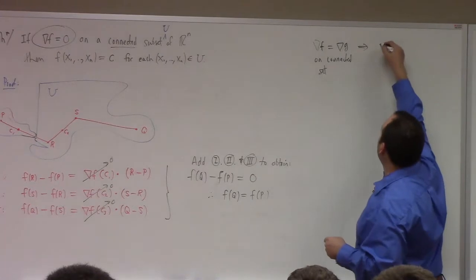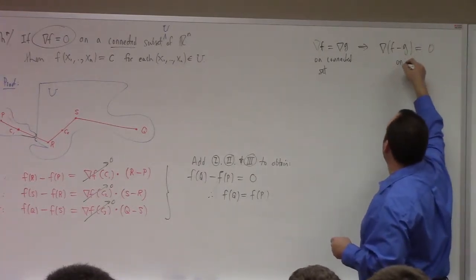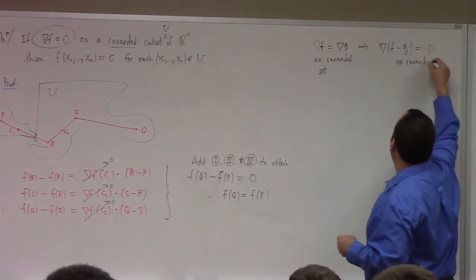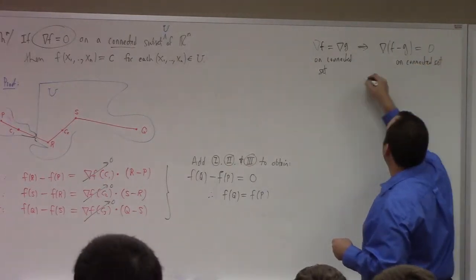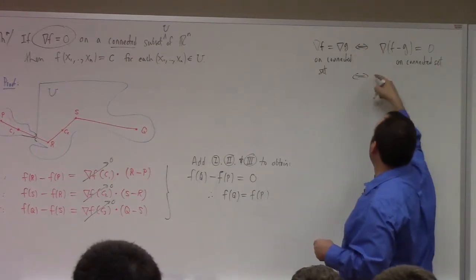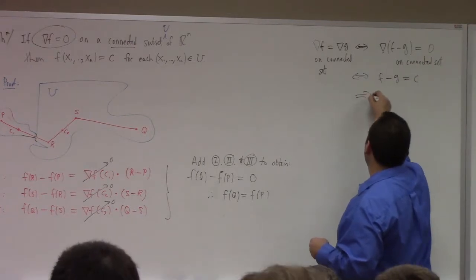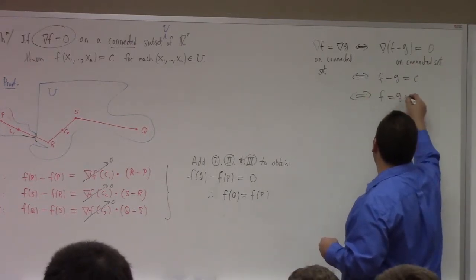That says that the gradient of f minus g is equal to 0 on a connected set, right? And the reverse, that's also true. But what's this say then? This says that f minus g is equal to a constant, or in other words, f is just equal to g plus some constant.